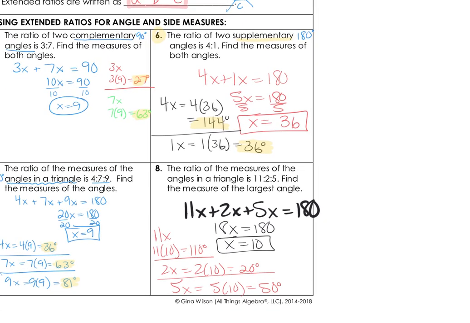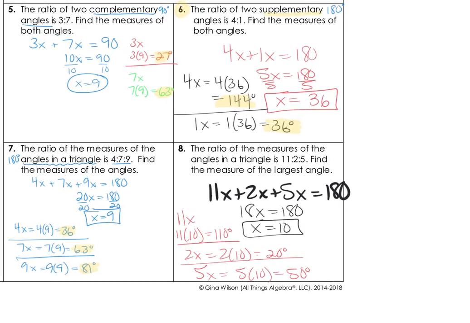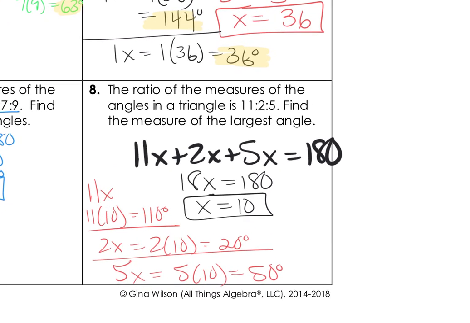Moving on to number 8. This was very similar to number 7. It's the angles in a triangle. So my equation was 11x plus 2x plus 5x equals 180. Combine like terms, so I had 18x. I know that's a weird looking 8 there, so I'll fix that. This guy was 18x. I got x is 10, and then from there, I plugged it back in to the ratios, so I got 110 degrees, 20 degrees, and 50 degrees.